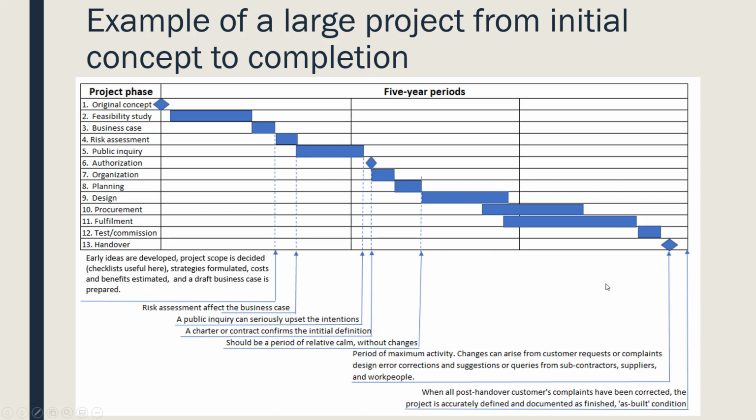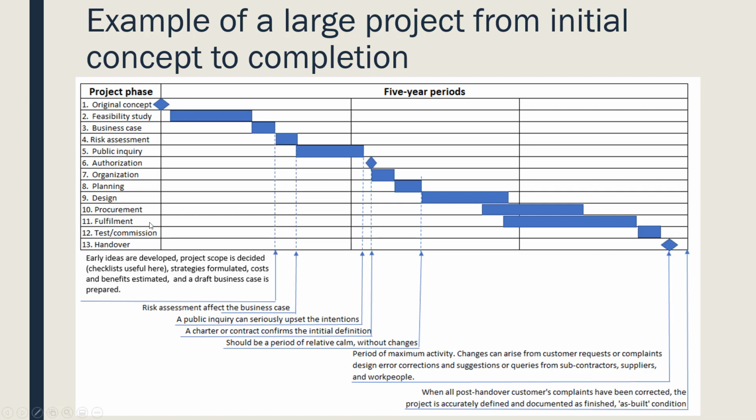So this area here is the period of maximum activity. Changes arise from customer requests or complaints, design error corrections, suggestions or queries from subcontractors, suppliers, and work people. So this is kind of the meat of the project right here. And then with all the post-handover customer complaints corrected, the project is accurately defined and documented as finished. Okay. So that is an example of a large one.